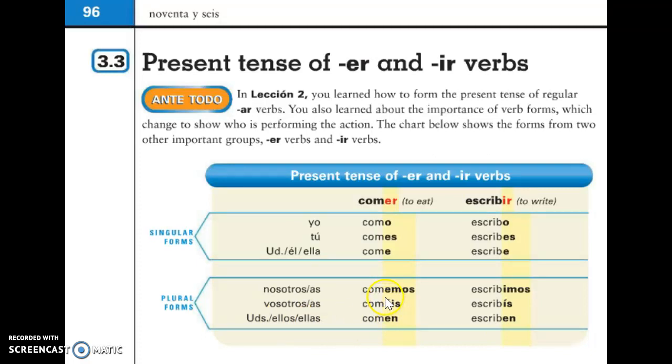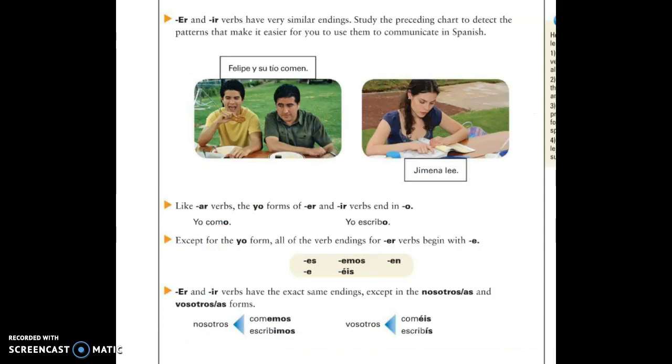The only one that changes is the plural first person, which would be emos in an ER verb and imos with an IR verb. And here you will find all of those rules with the typical orange arrows accompanying them, just as I had mentioned before.